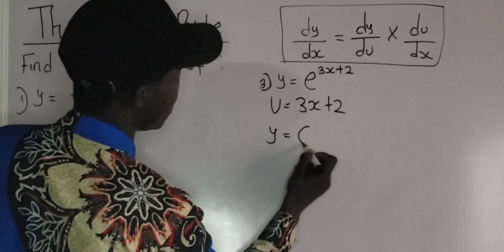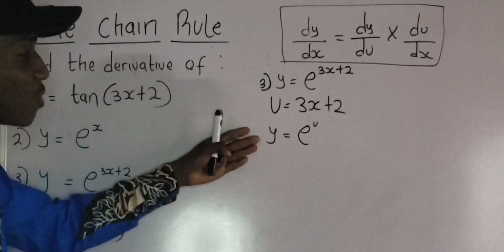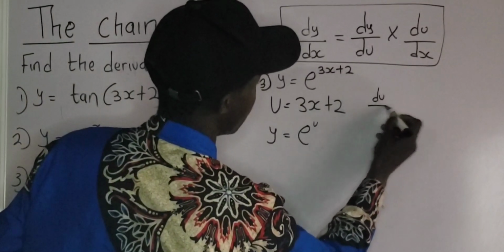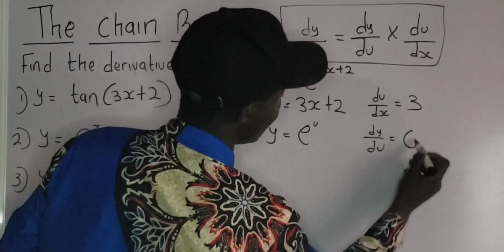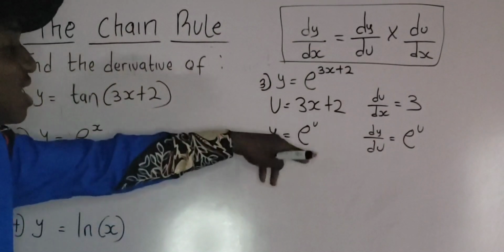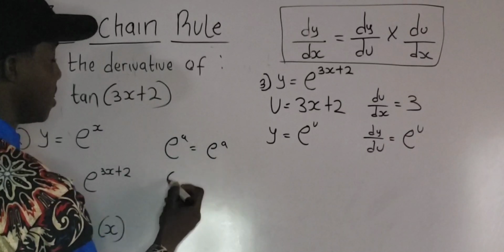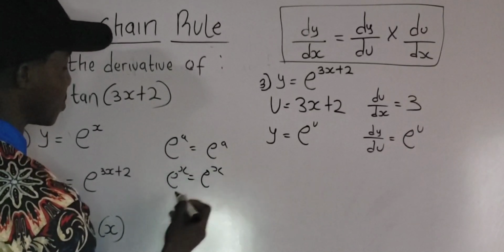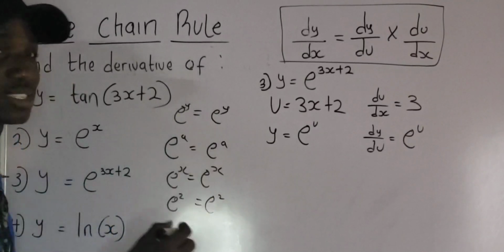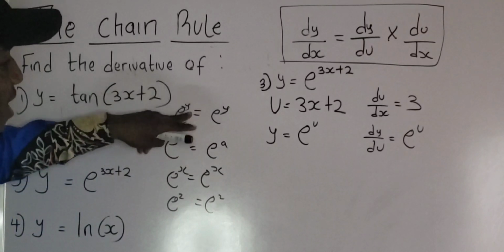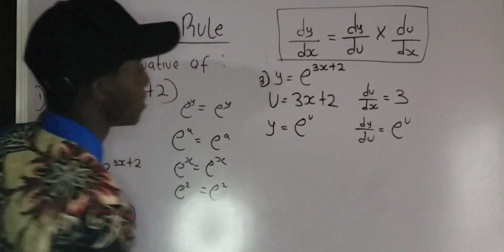Therefore, y will be equal to what? e raised to the power of u. You understand? So now, the next step is that we are going to take the derivative of u and y. So du over dx will be equal to 3. And dy over du will be equal to e raised to the power of u. Anytime you differentiate e raised to the power of any letter, maybe e raised to the power of a, that will be e raised to the power of a. e raised to the power of x gives e raised to the power of x. e raised to the power of z gives e raised to the power of z. e raised to the power of y gives e raised to the power of y. Anytime you differentiate e raised to the power of a single letter, it also gives us the same result. You understand? Okay, let us proceed.